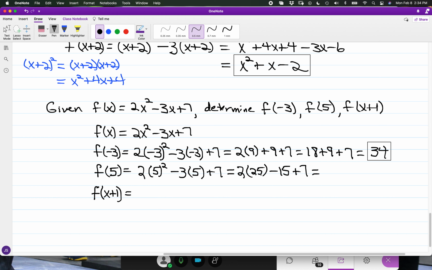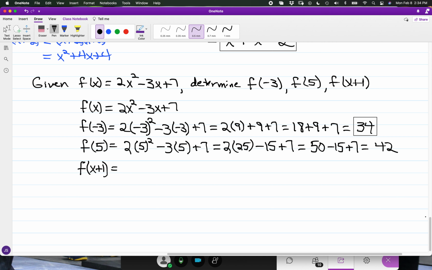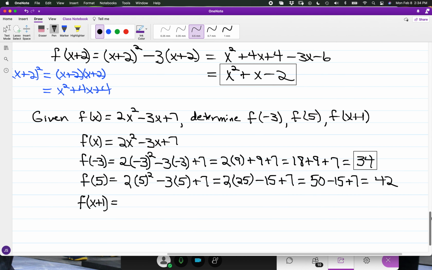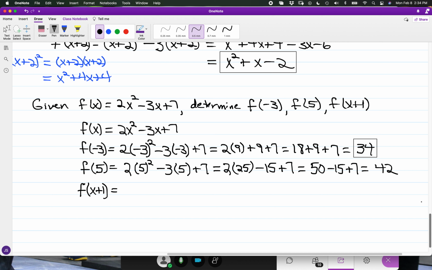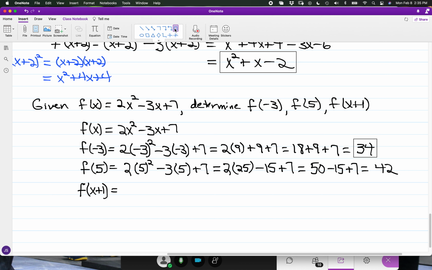And we have 2 times 25 is 50. Minus 15 will make 35. And 35 plus 7 comes out to 42. So a couple of points we have on the graph of y is equal to 2x squared minus 3x plus 7 will be negative 3, 34, as well as 5, 42.